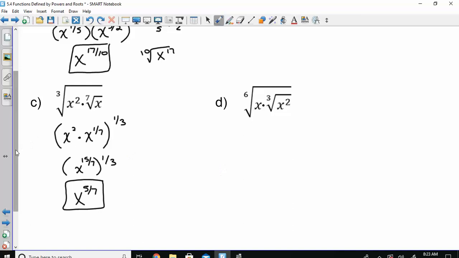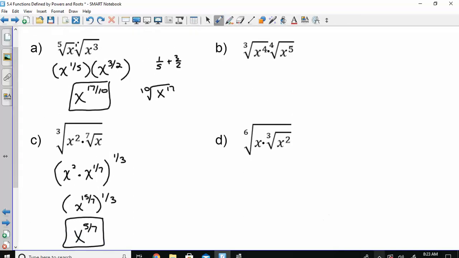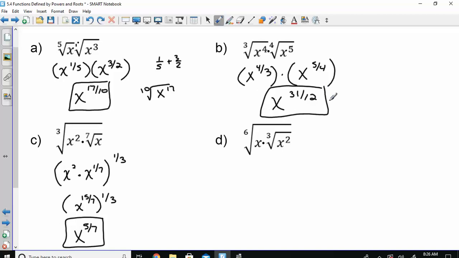You guys try these two for me. Okay. The first one, how would I rewrite the cube root of x to the fourth? Alright, times. How would I write the fourth root of x to the fifth? Then, since the x is written each time, what do we do with those exponents? Add them. So, 4/3 plus 5/4. Is that okay?